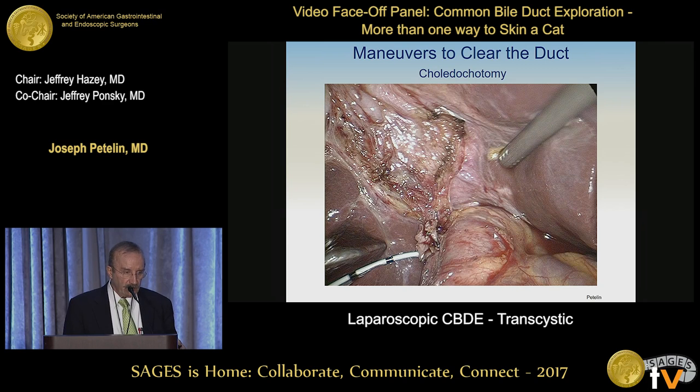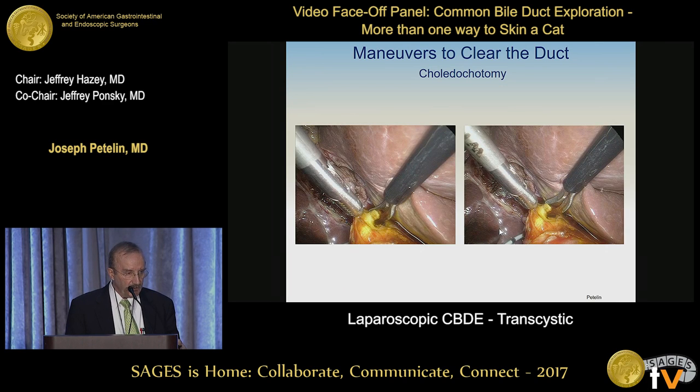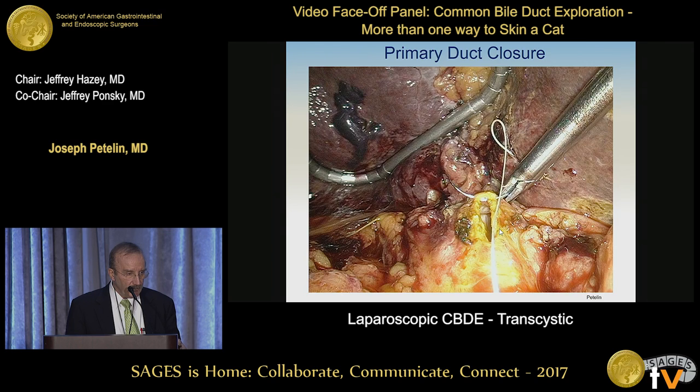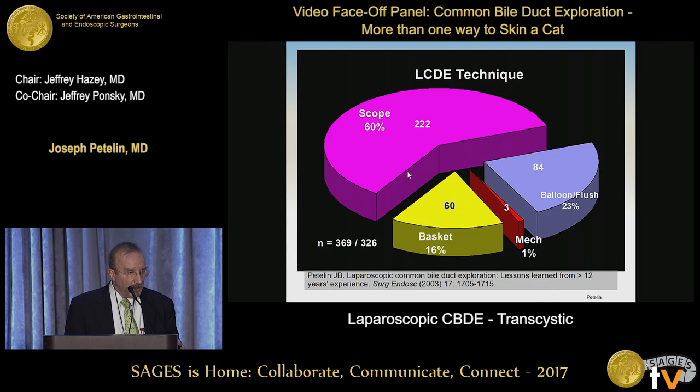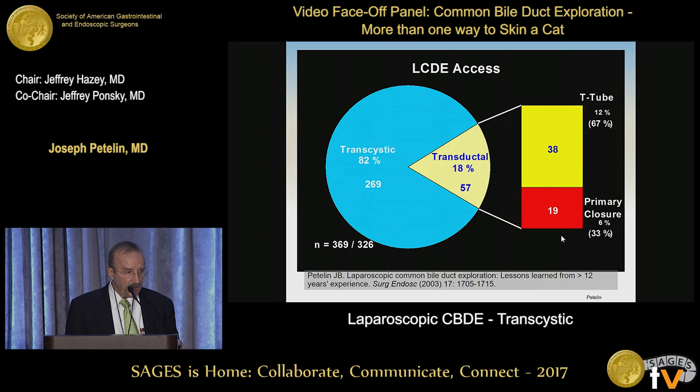Again, when you have this, you really need to think about doing a choledochotomy and close either primarily or with a T-tube. At least in my hands, the success rate is over 90%, or 97%. Most of the time, we'll use the scope, but 40% of the time, you can do this without a choledochoscope. Bill Traverso showed that in his early work in the 1990s. So just because you don't have a choledochoscope or any familiarity with it doesn't mean you can't at least try one of these other techniques here to get the common duct cleared.